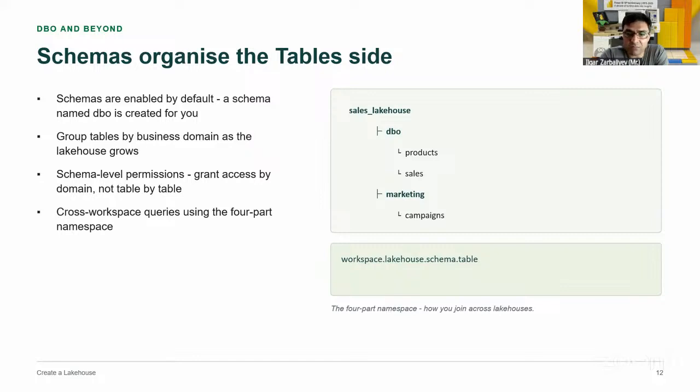Second, look at the bottom. The four-part namespace: workspace, lakehouse, schema, table. That's what lets you write a single query that joins data living in two different lakehouses in two different workspaces, without moving any of it. We will come back to that at the end. When you create a lakehouse, there is a checkbox for this, and it's ticked by default. Leave it ticked. Untick it, and every code sample you find, including mine, will fail with a table not found error.